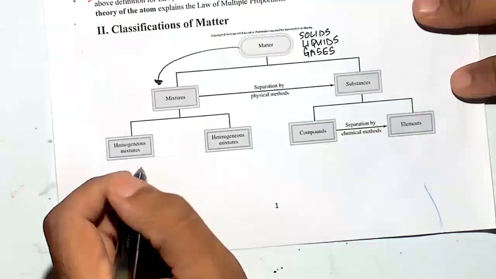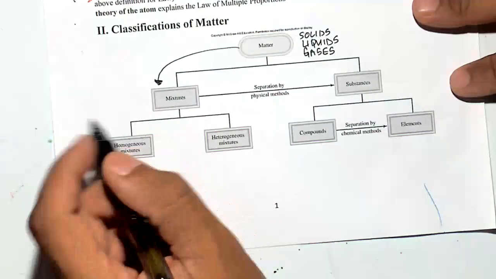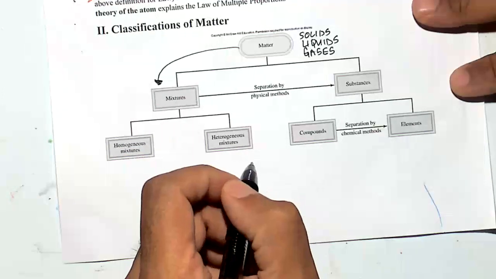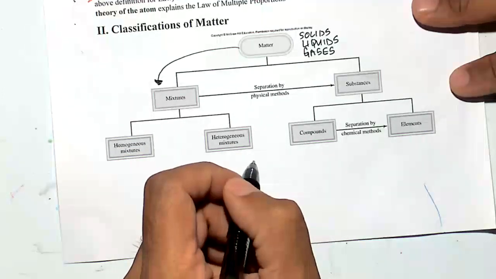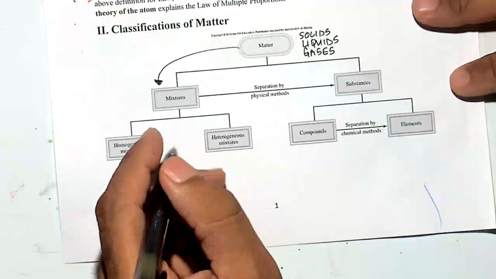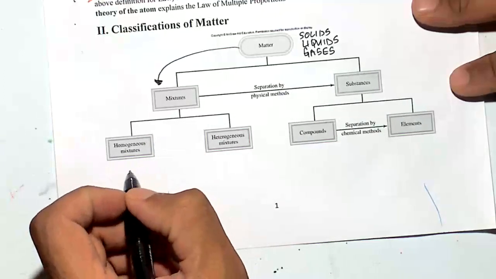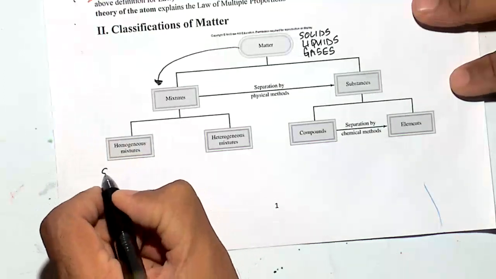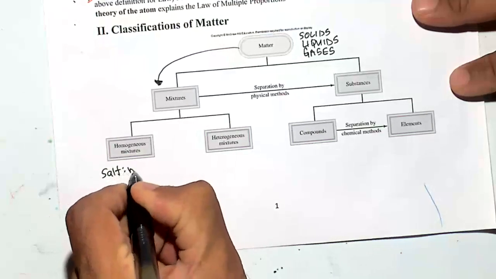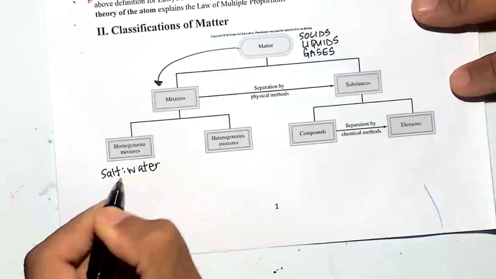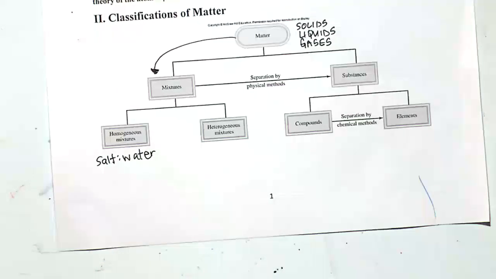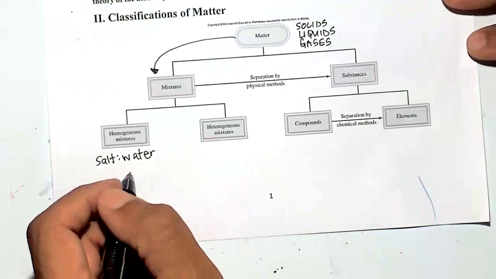A mixture can be homogeneous. Matter broken down into a mixture can be homogeneous or it could be heterogeneous. Something that's homogeneous, just as an example, would be something like salt water. What happens if you pour salt in water? Will it mix? Yeah, it will mix. So that's a homogeneous mixture.